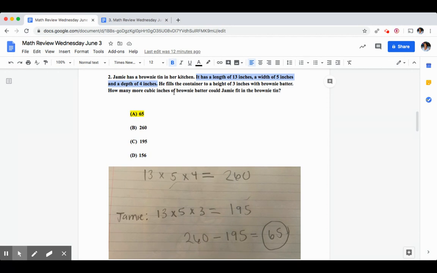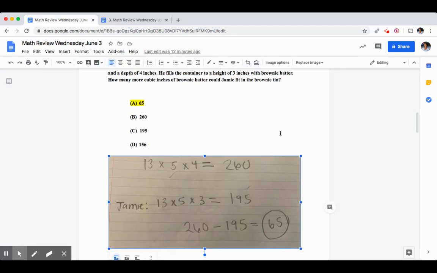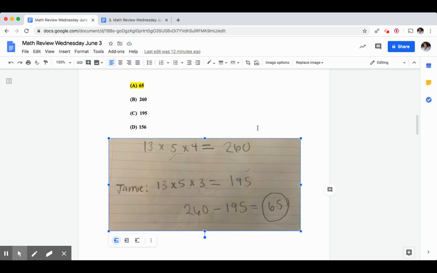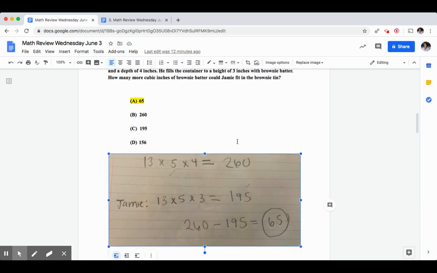Then we need to find the volume of the amount that he filled it. The length and the width would stay the same, but he only filled it to a height of 3. 13 times 5 times 3 equals 195. So to figure out how many more cubic inches of brownie batter he could fit, I'm going to subtract the total amount that can fit minus how much he filled it. 260 minus 195 gets you 65.